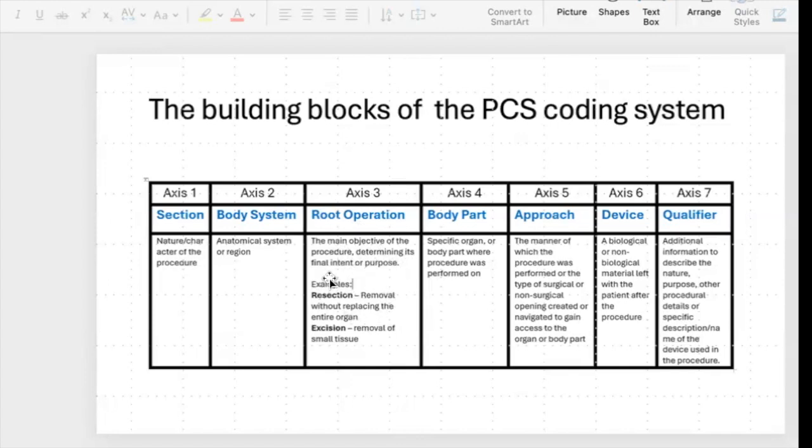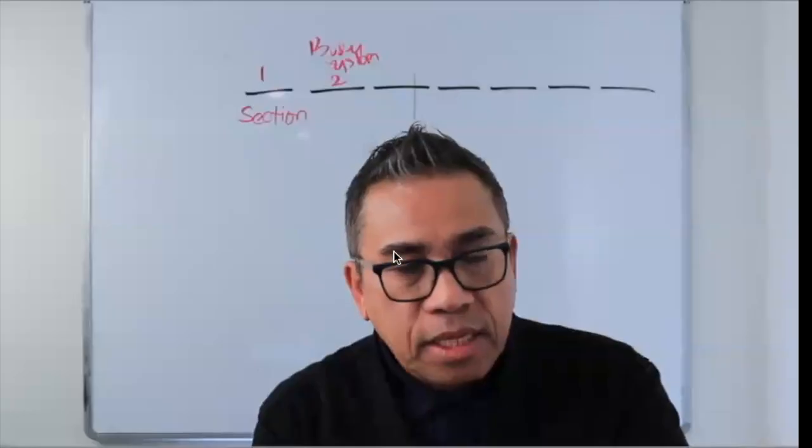Which means that if removing without replacing an entire organ, the root operation is resection. Okay. If the objective of the procedure is only to excise a small tissue, only to remove a small tissue, it is what we call root operation excision. Now let me explain what root operation, the third axis, means.